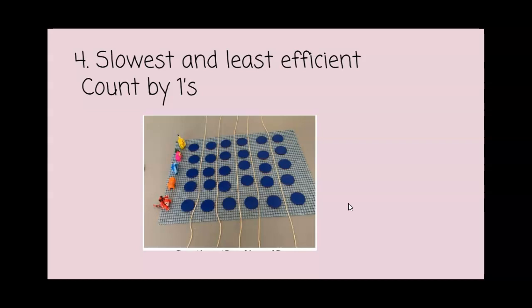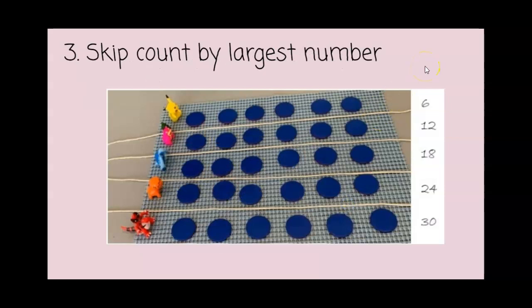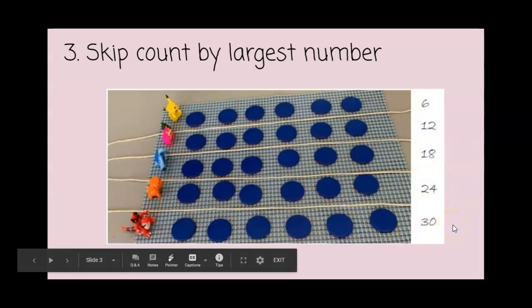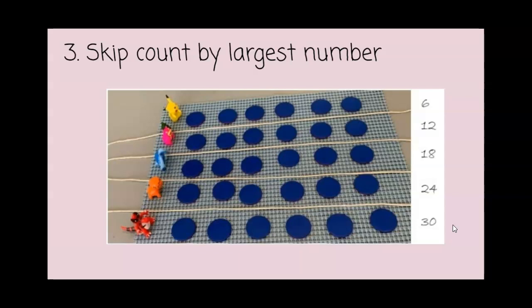So the second strategy that we learn when we're doing multiplication is skip counting. Now this is a lot faster than counting by ones. So in my picture here, I've now broken them up into rows of 6, and I can skip count by 6. So I know 6 and 6 is 12, 6 more 18, 6 more 24, and 6 more 30. So this is a lot quicker than counting them all by ones. You guys are really good at skip counting groups.